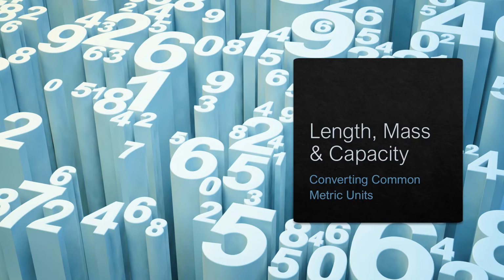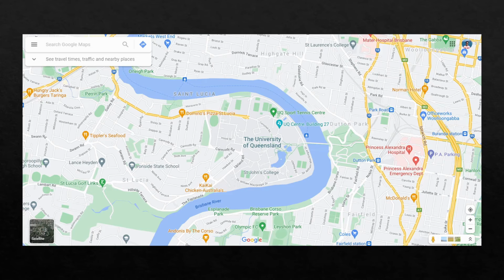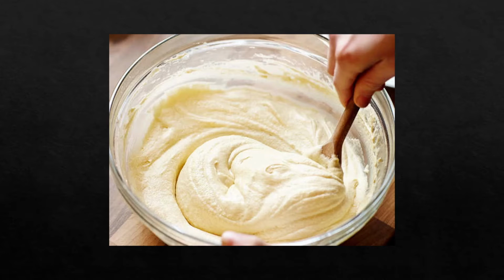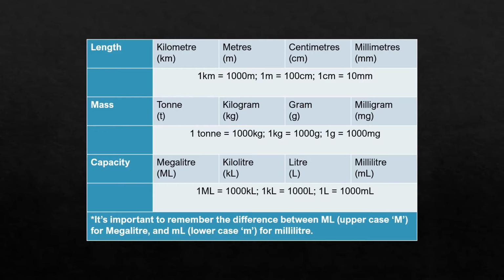We come across measurements all the time in our lives. We use length when we check the distance needed to travel somewhere. We use mass when we weigh ourselves on the bathroom scales. We use capacity when we're filling up a bowl of flour or milk whilst making a cake. This table shows us the most commonly used metric units that we use here in Australia.